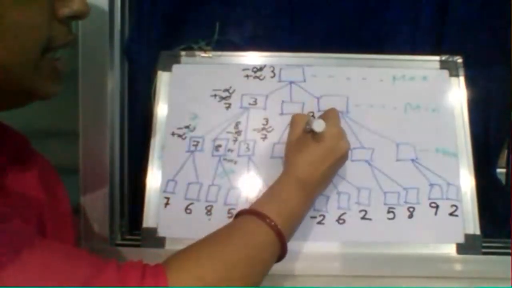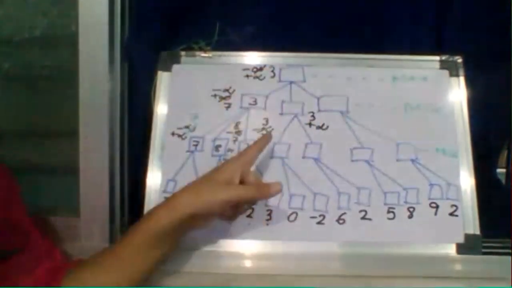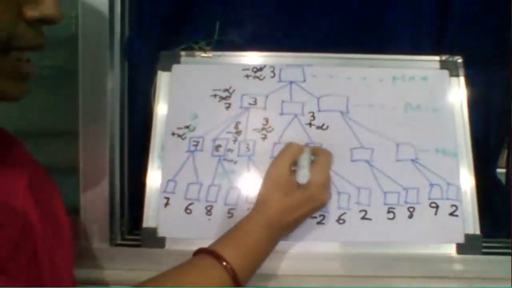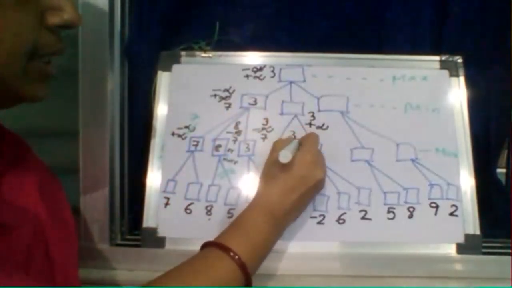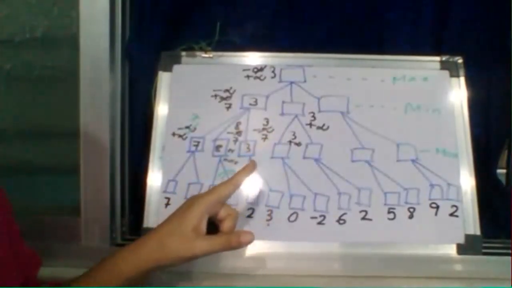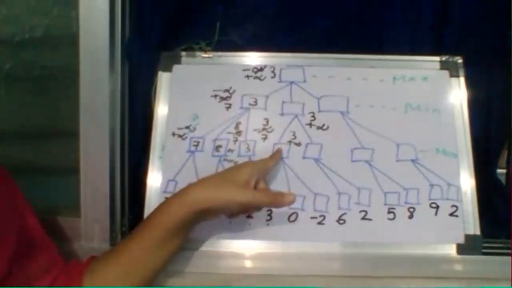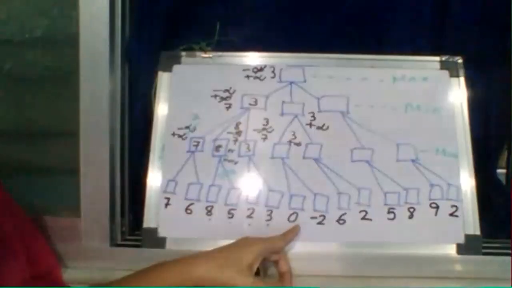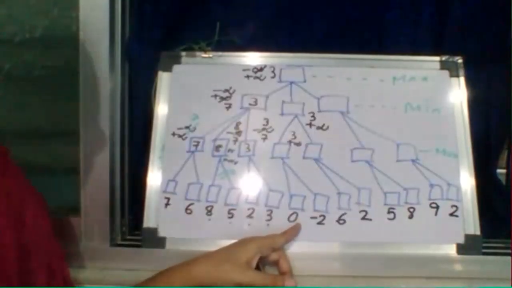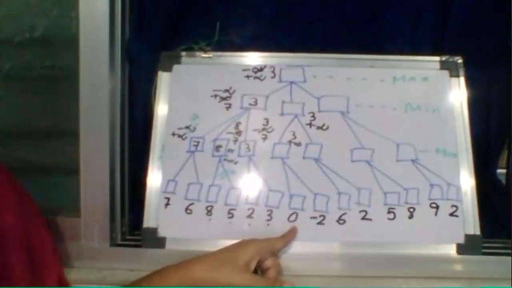Now we go to this level with alpha value 3 and beta value plus infinity. Again we go to this level, as we are not getting any value here. We are going to this level with alpha value 3 and beta value plus infinity. In this way, here we are getting these two values, 0 and -2.